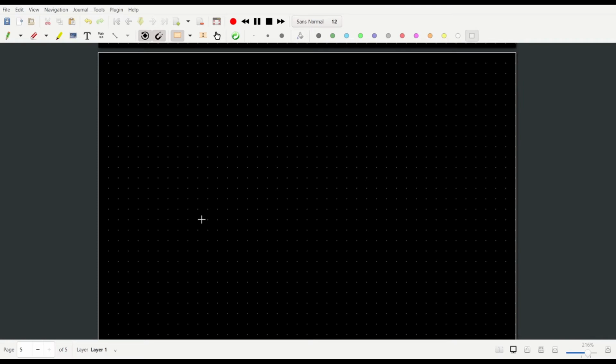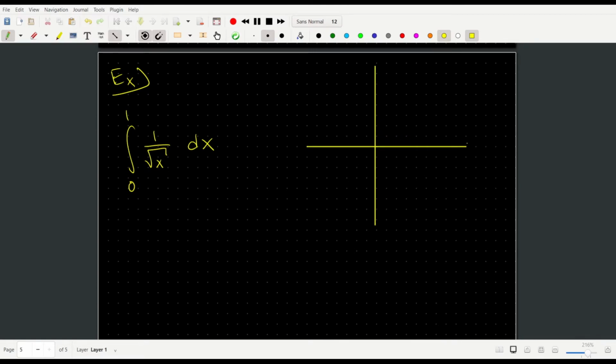So let's do a relatively straightforward example. We'll do the integral from 0 to 1 of 1 over the square root of x. And we know that this is a function with a discontinuity at x equals 0, because 1 over 0 is undefined. So the function 1 over the square root of x looks like this.